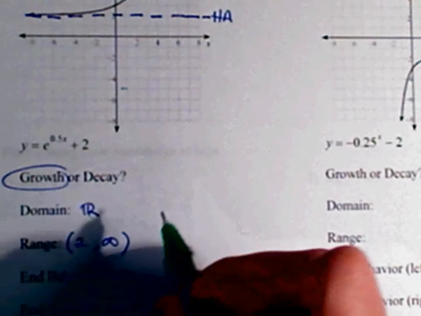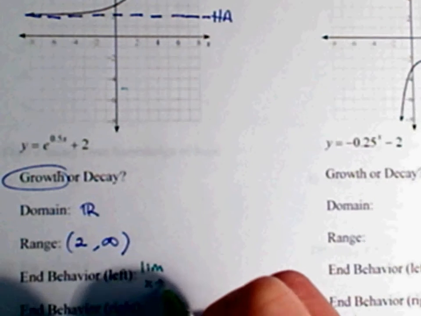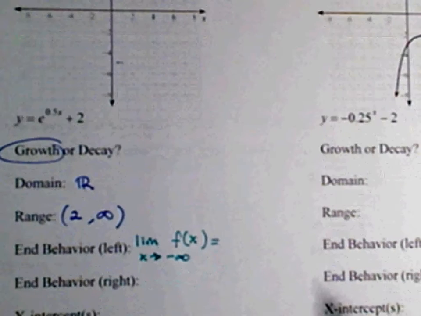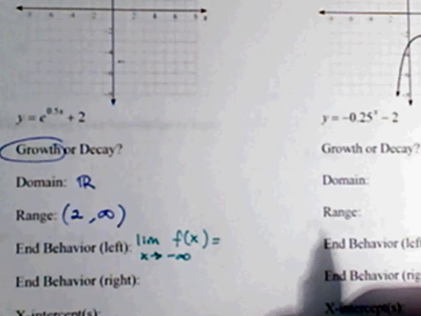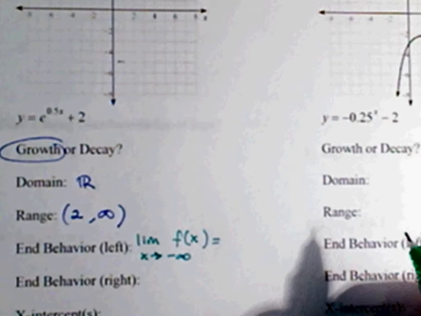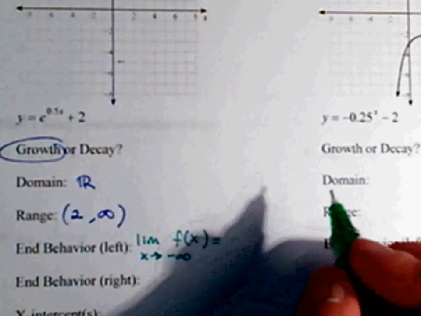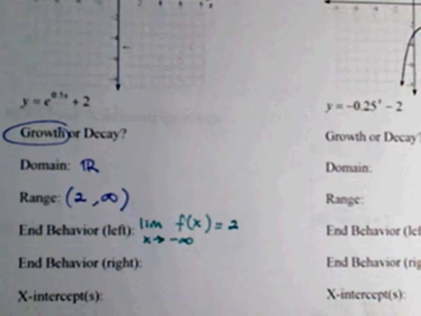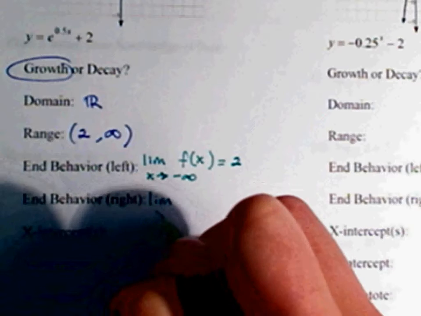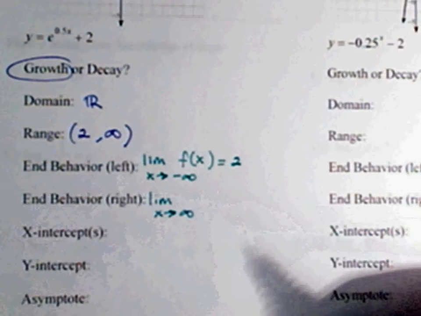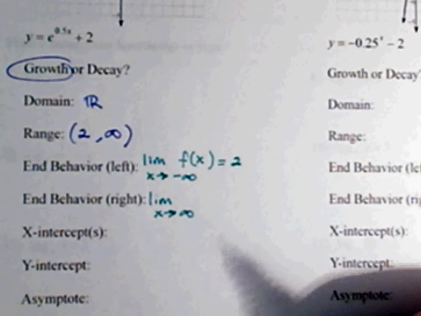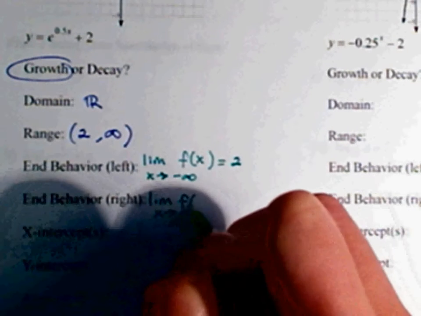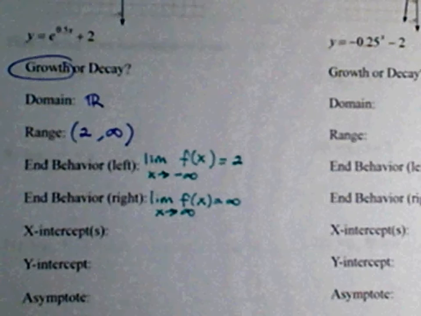In end behavior, we're going to write limit as x is approaching negative infinity. As x is approaching negative infinity, it's heading south, but there is something stopping it. What is that value? 2. Okay. On your right side, the limit as x is approaching positive infinity: as you're heading to the right, it's going all the way up. Is there anything stopping it from going all the way up? Nope. So that is positive infinity.